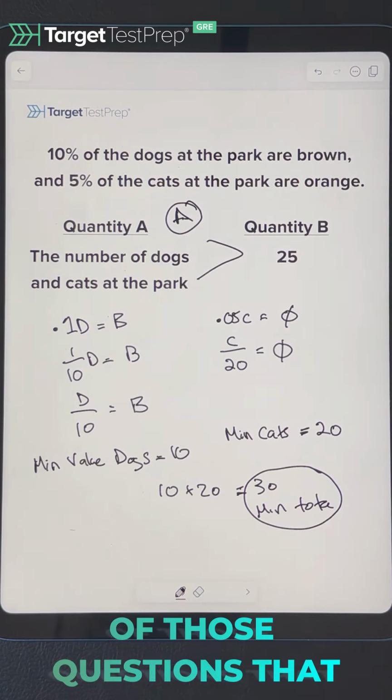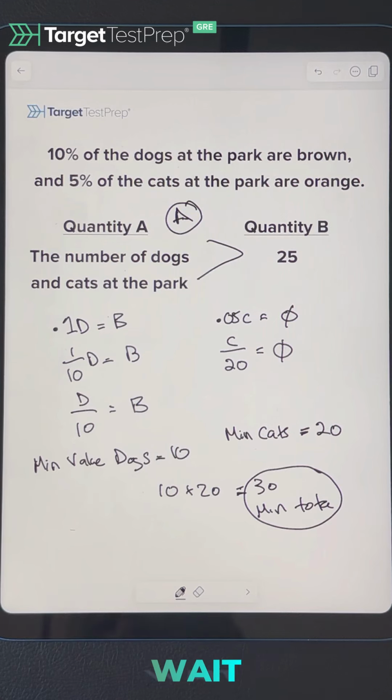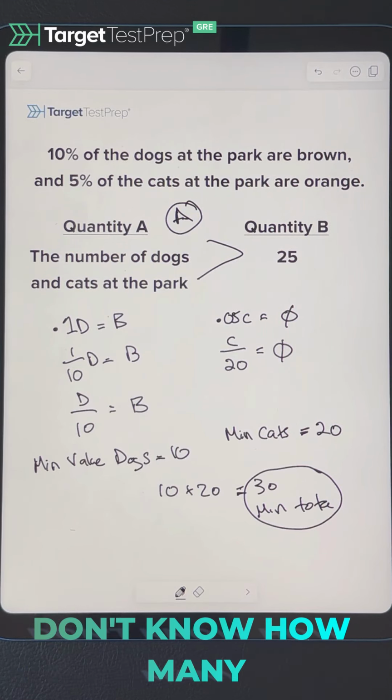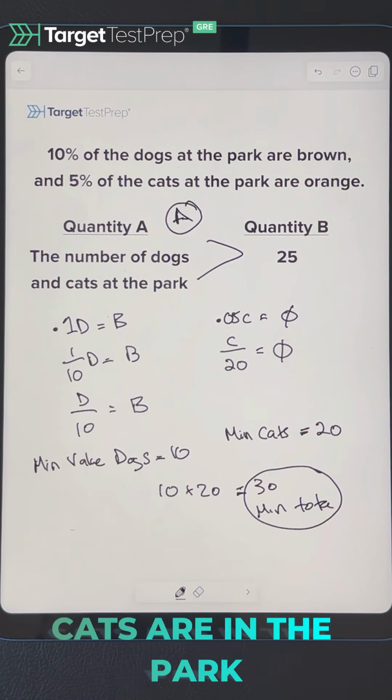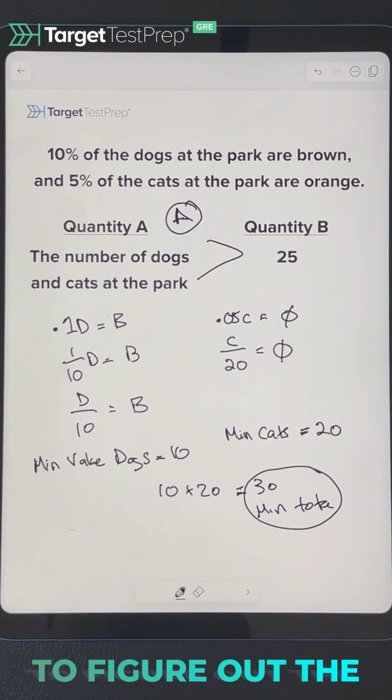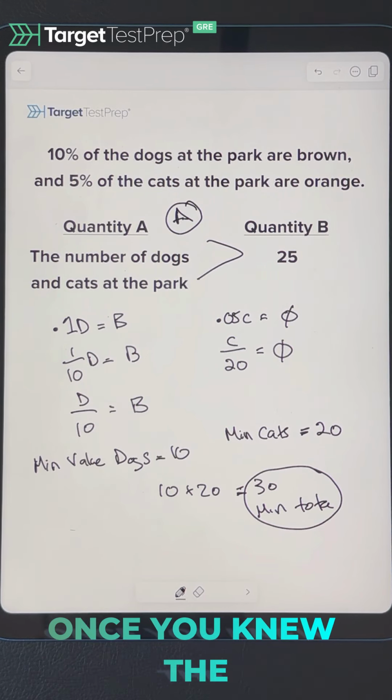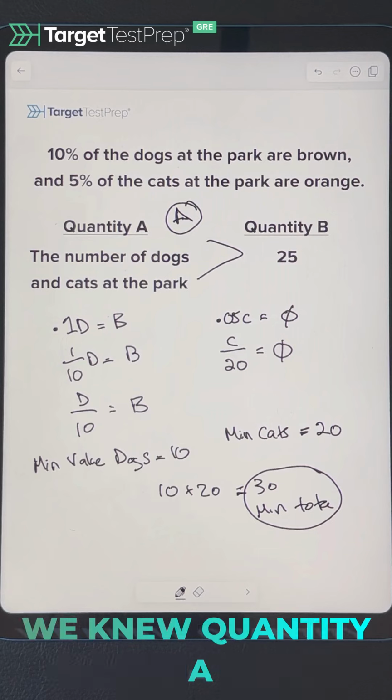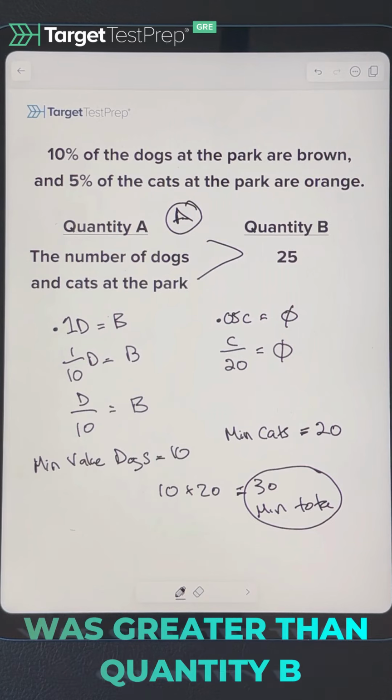So this is one of those questions that you're going to look at and say, wait, I don't have enough to solve because I don't know how many dogs are in the park and how many cats are in the park. But you just had to figure out the minimum value. Once you knew the minimum was greater than 25, we knew quantity A was greater than quantity B.